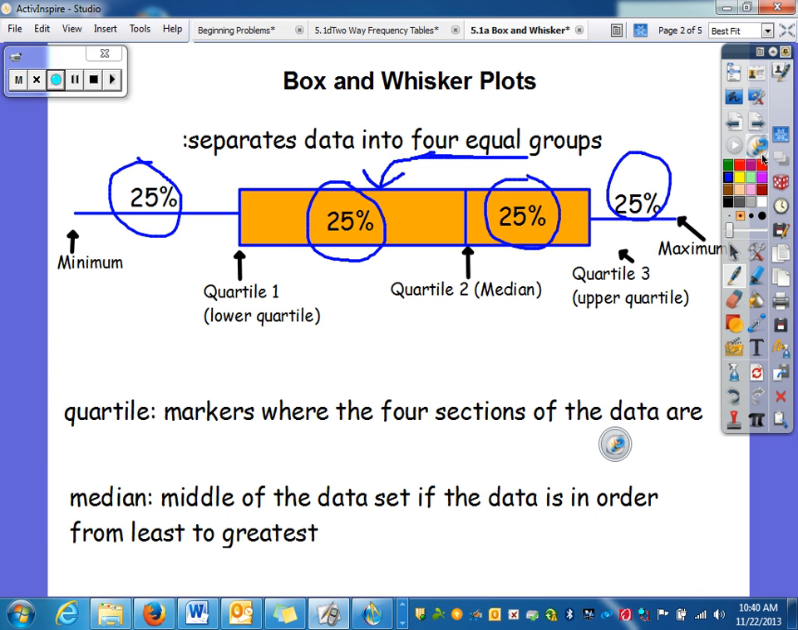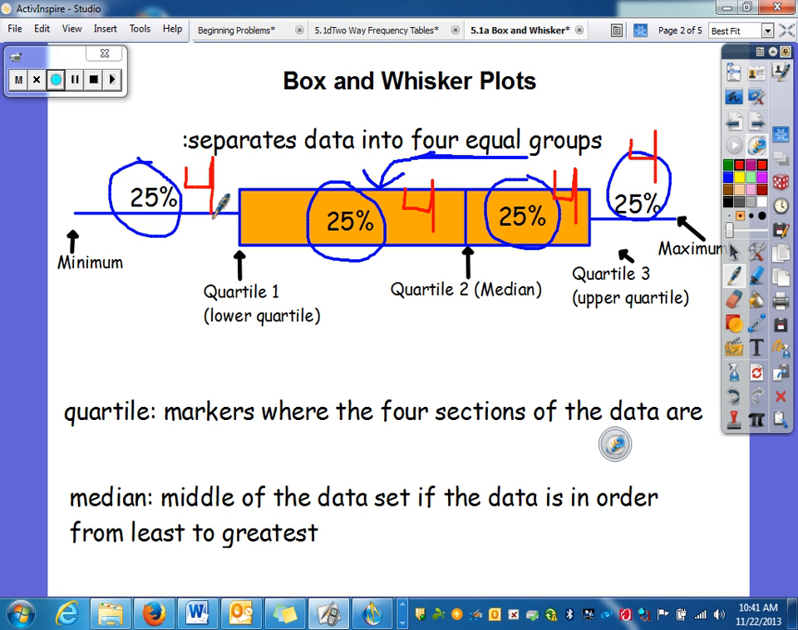Meaning, if this one has 4 people, this one has 4 people in it, this one has 4 people of the data, and so does this. If this was 8, then this would be 8, and 8, and 8, and so forth. Alright, so let's look at the data, or what it actually is.